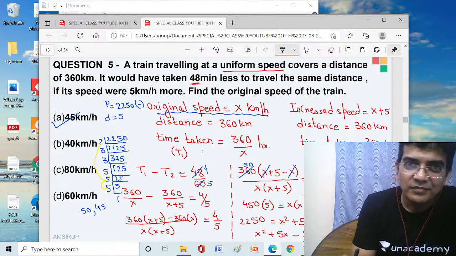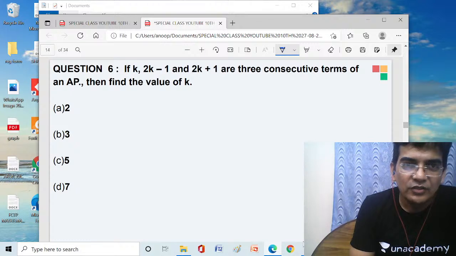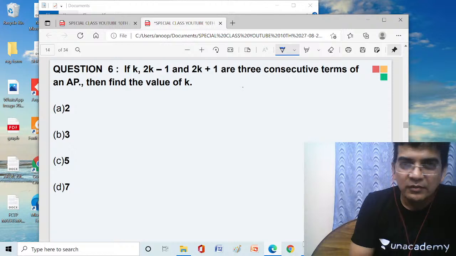Okay, so let's move on to the next question that we have. The next question is this one. If k, 2k minus 1 and 2k plus 1 are three consecutive terms of an AP, find the value of k.